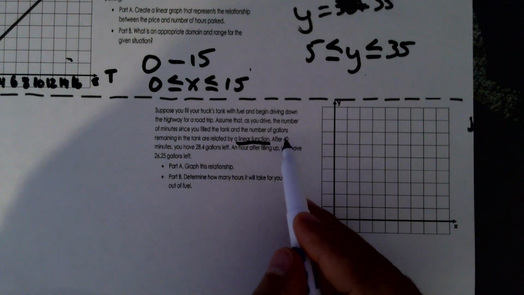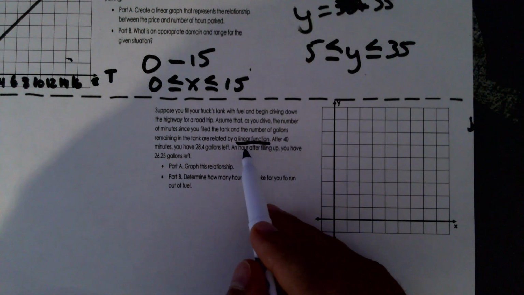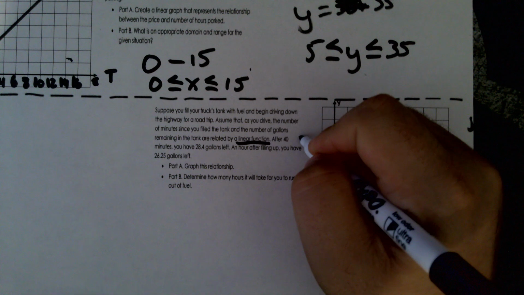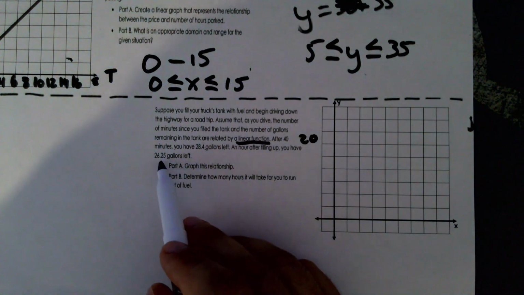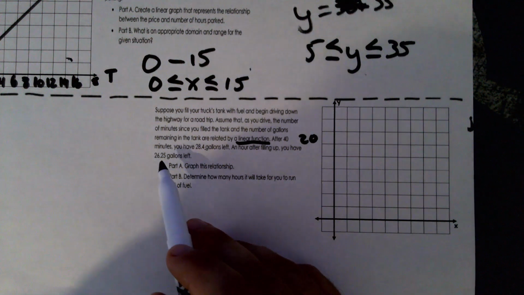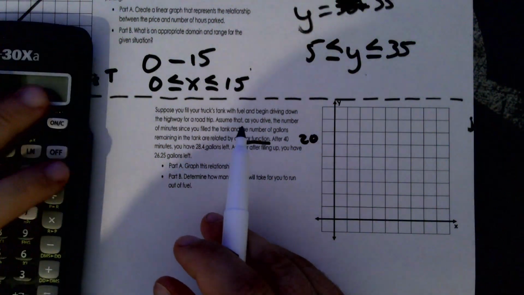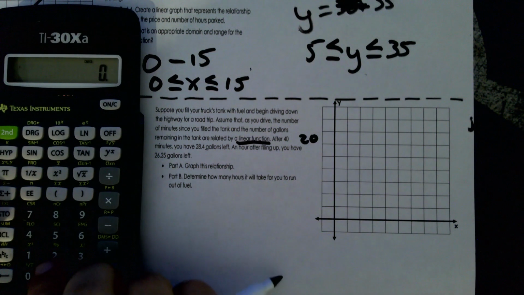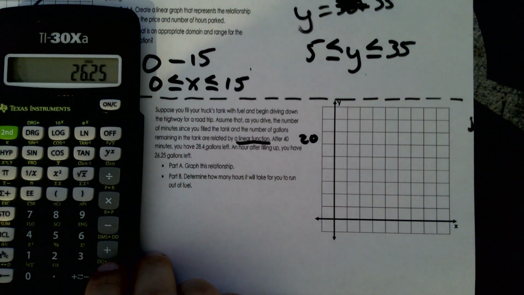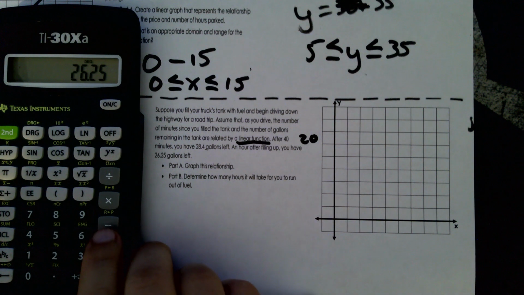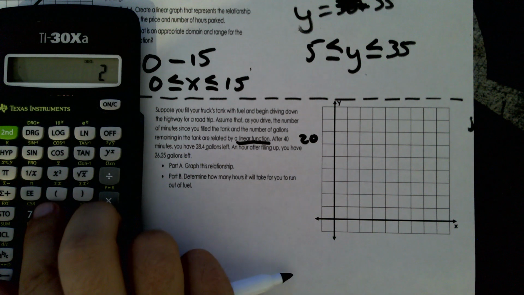From 40 to an hour, that's a change of 20 minutes. And from 28.4, we decreased to 26.25. So let's calculate that on our calculator. If we have 26.25 gallons in our tank, and we did have 28.4, we subtract the 28.4.